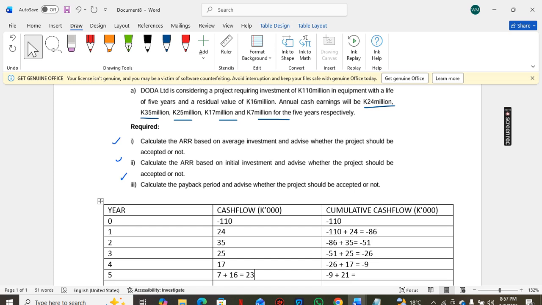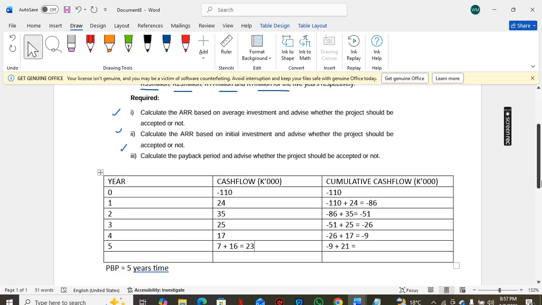You can add or you can put a separate line, but put the residual value at year 5 again, don't put it at year 6, because the equipment's lifespan is 5 years. After 5 years, you can sell it for 16 million. So as we did earlier on, you can separate them or you can combine it like this. You won't lose marks. So 7 plus 16 is actually 23, not 21. So negative 9 plus 23, that is 14.